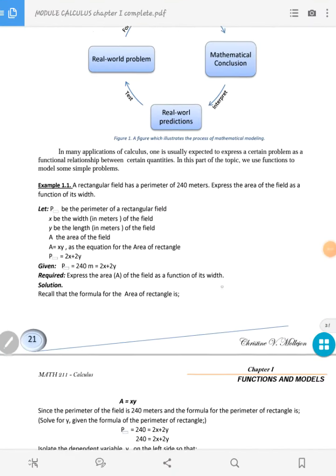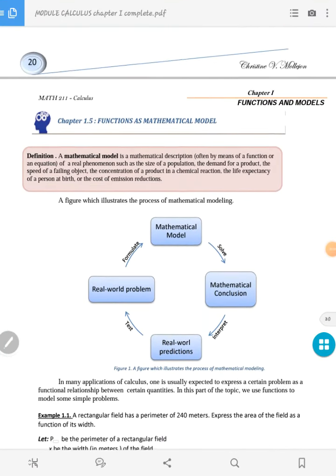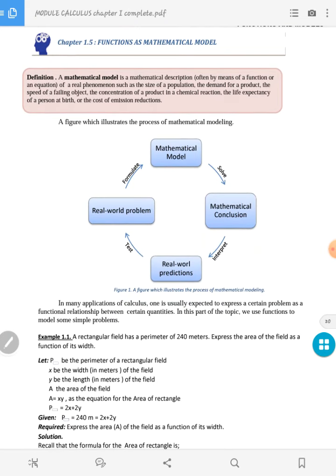Good morning. So let us continue our discussion about functions and models. For the definition, a mathematical model is a mathematical description by means of functions or an equation. Sometimes it can be a graphical representation or the drawing itself, of a real phenomenon such as the size of a population, the demand for a product, the speed of a falling object, and so on.